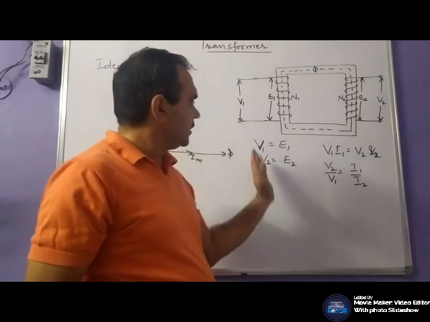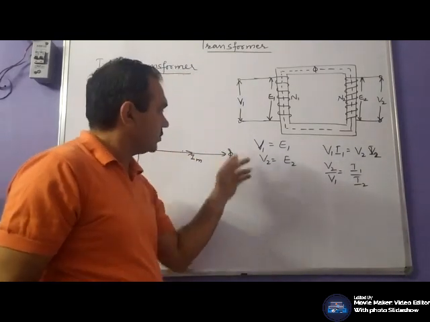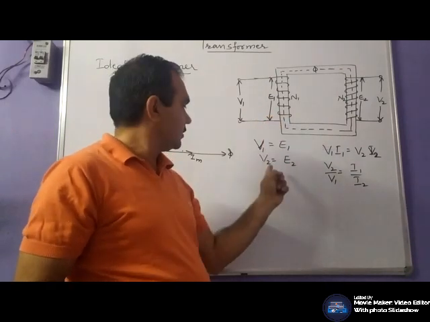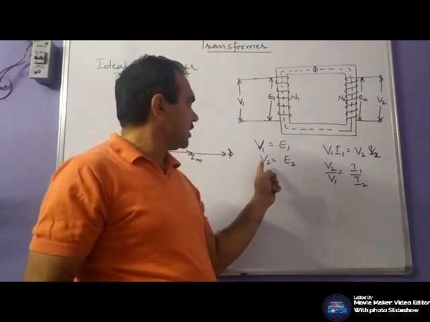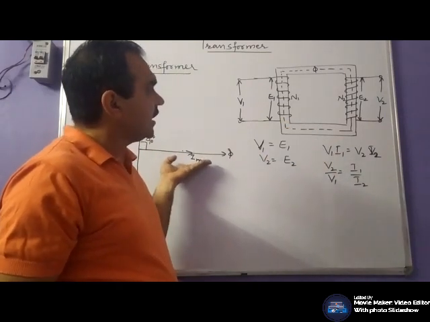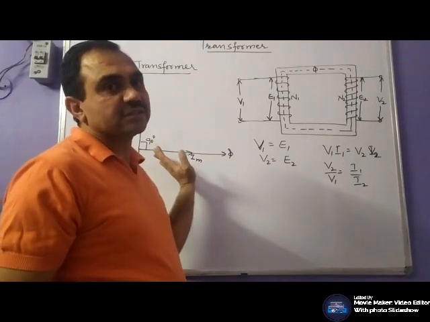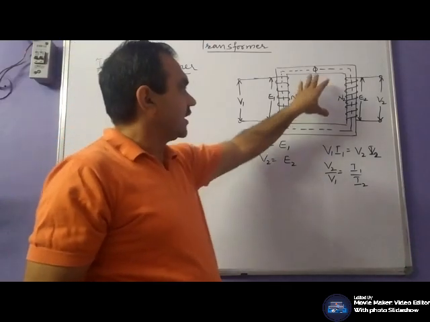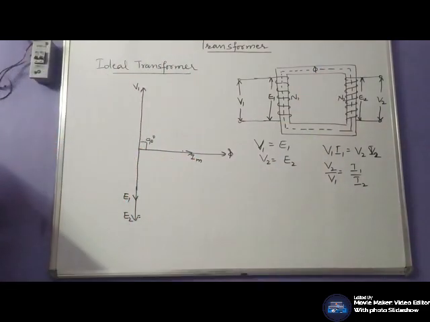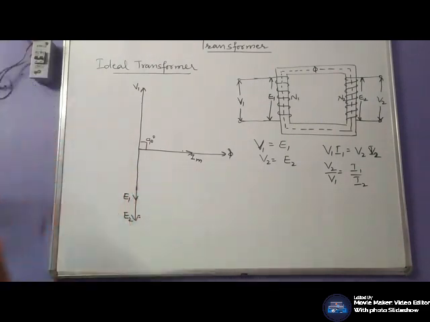But we started with what if the transformer is ideal. Your terminal voltage would be equal to the induced EMF: V1 would be equal to E1, V2 would be equal to E2, and the magnetizing current would be negligible, just enough to establish the magnetic field in the core. Let's move to the EMF equation of the transformer.